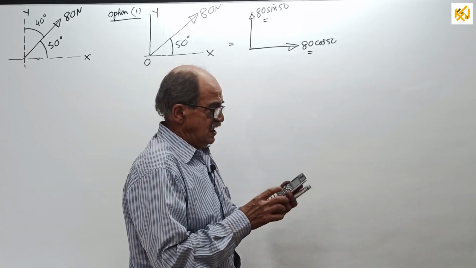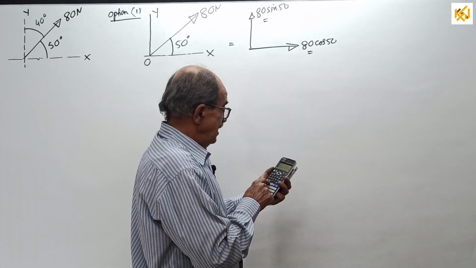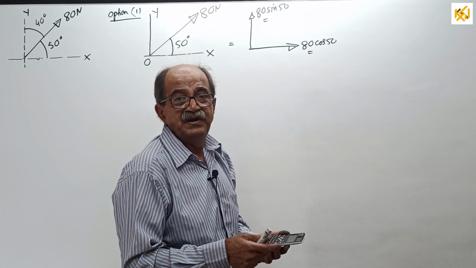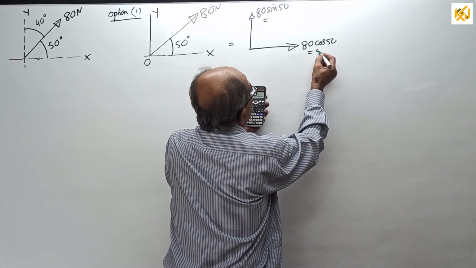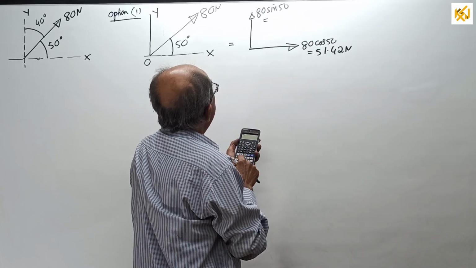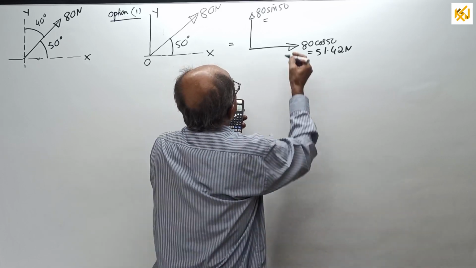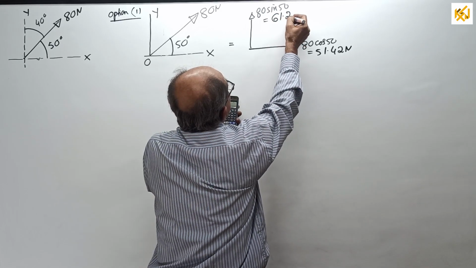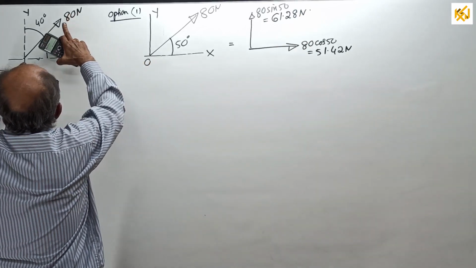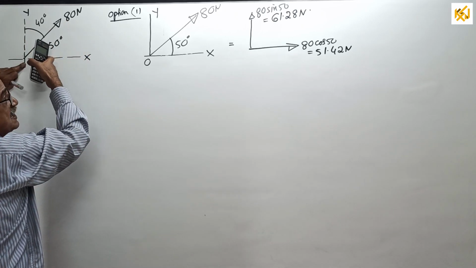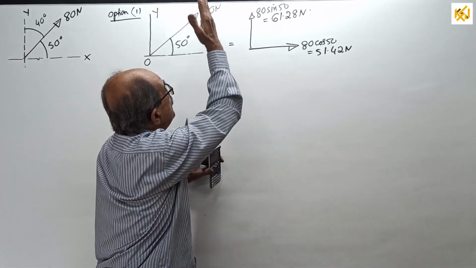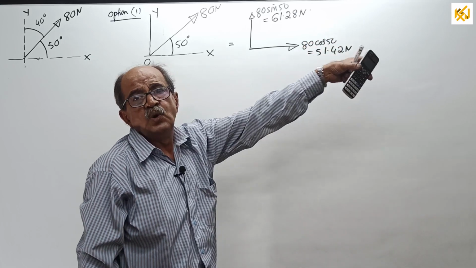In the beginning, I am rounding off everything to the second decimal. That also I will tell. Sometimes I have seen people making mistakes in rounding off. I will tell what mistake you are making, not right now. 80 into cos 50 is 51.42 Newton, and 80 into sine 50 is 61.28 Newton. These are the components. So now this force of 80 Newton as shown in the sketch can be replaced by an x component of 51.42 and a y component of 61.28 in the direction shown in the sketch.